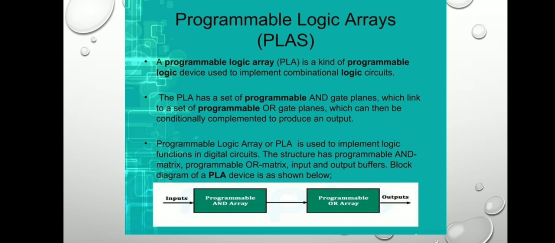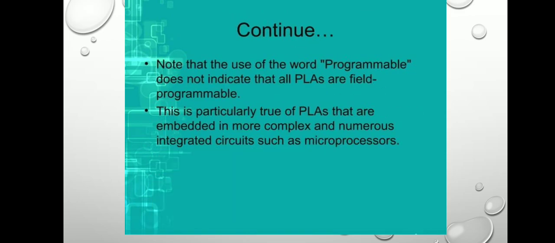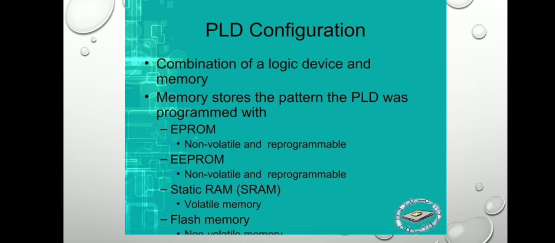This is a set of programmable AND gates which link to a set of programmable OR gates, which produces an output. A programmable logic array is used to implement logic functions in digital circuits, and has a programmable AND matrix and OR matrix. It is field programmable, and such arrays are also embedded in many complex integrated circuits such as microprocessors.